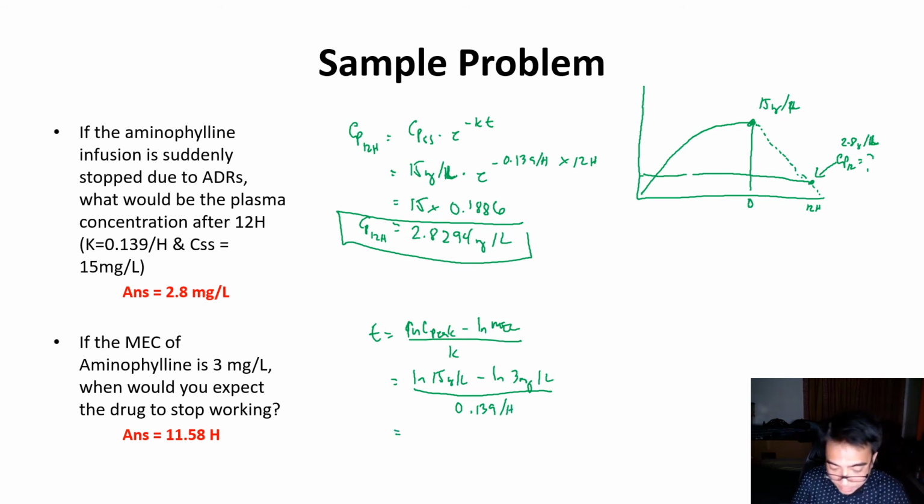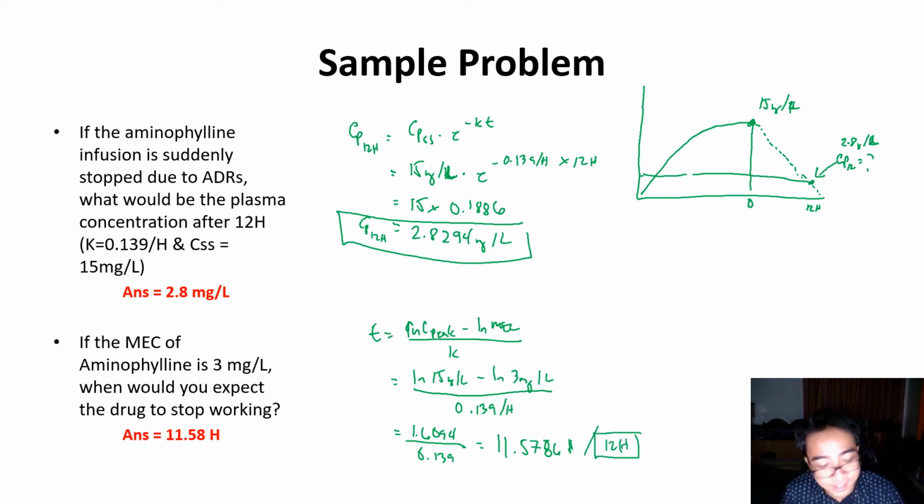Okay. So ln 15 minus ln 3 equals 1.6094, divided by 0.139 equals, there we go, 11.5786 hours, or usually I would just say 12 hours. 12 hours is safer. So after 12 hours, I expect the drug to stop working.